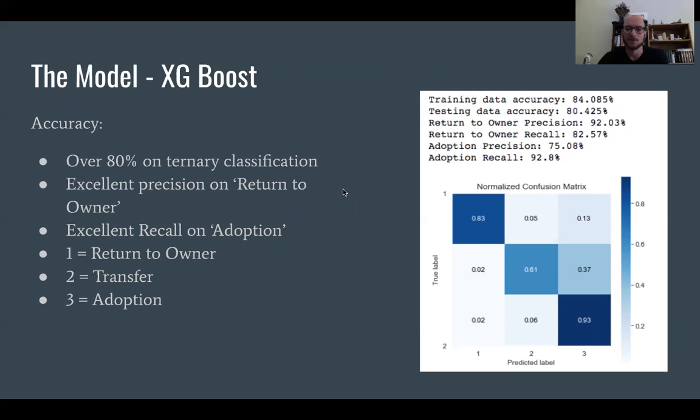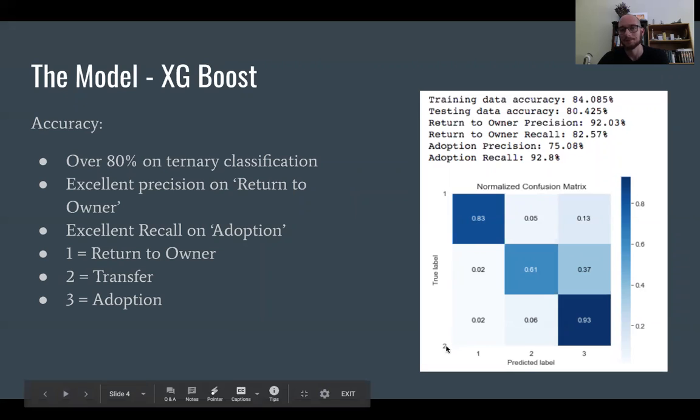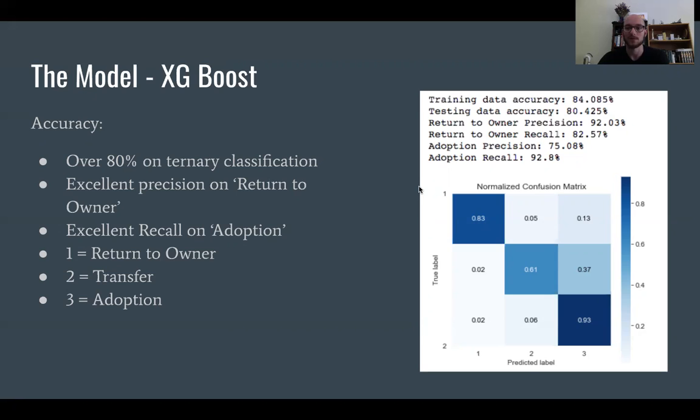So this is a confusion matrix. It shows the percentage of correct classifications for each classification. So the first classification is return to owner. The second one is transfer, and the third is adoption. I focused on four major metrics after just general accuracy: return to owner precision, return to owner recall, adoption precision, and adoption recall.